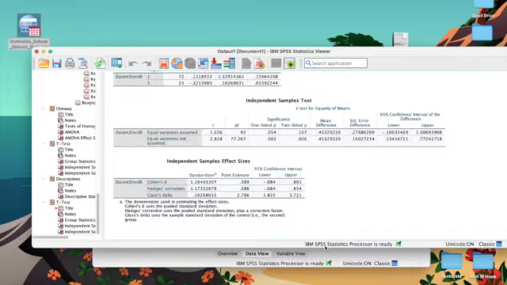Starting with the assumptions, looking at the histogram, if it's bell-shaped, I'm not seeing an extreme violation of normality in region 5. But next, we're going to look at Levene's test for equality of variances. And since it is less than 0.05, then homogeneity is met. So that is good news.